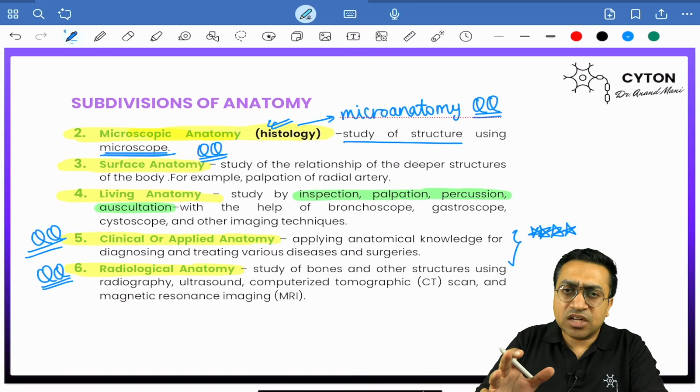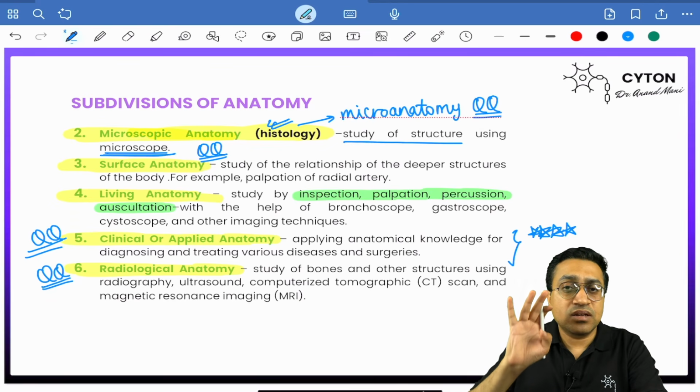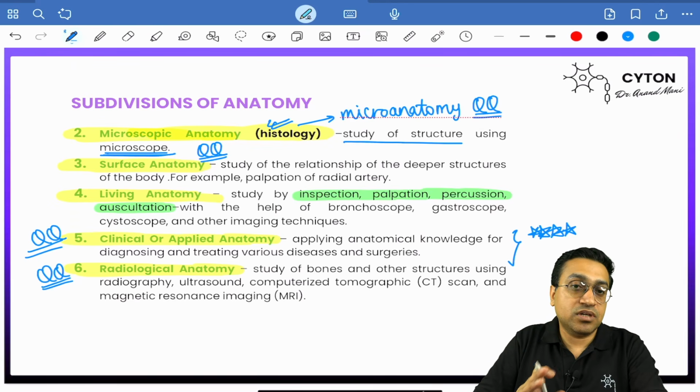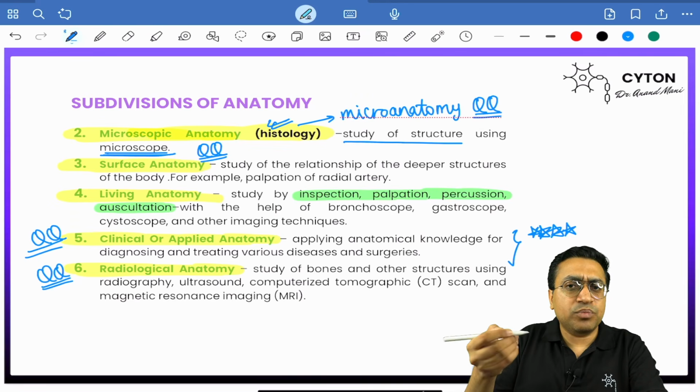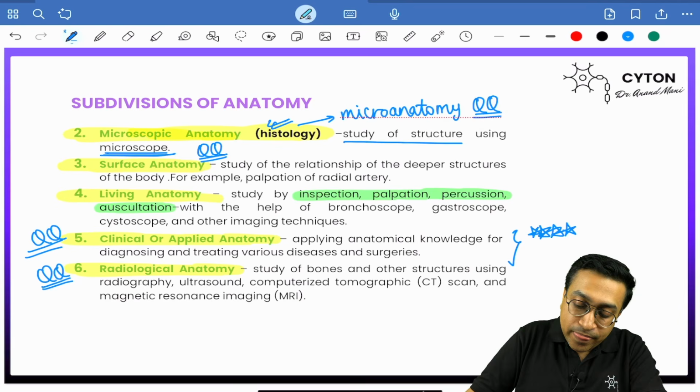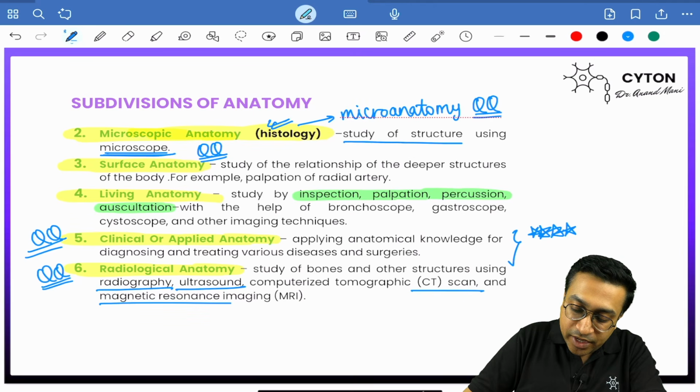So ultrasound, X-ray, CT scan, MRI, these are the four main radiological modalities which you should, as an MBBS first year student, be knowing about. Okay, I'm not saying you should be able to treat the disease, but at least you should be able to identify the normal variation from the normal anatomy. That is important. So that involves the CT scan, ultrasound, X-rays and the MRI.